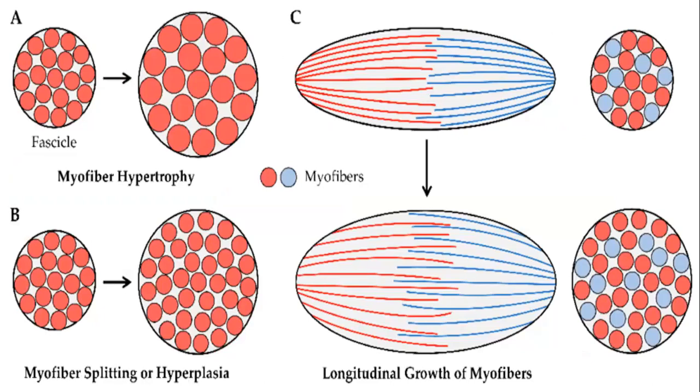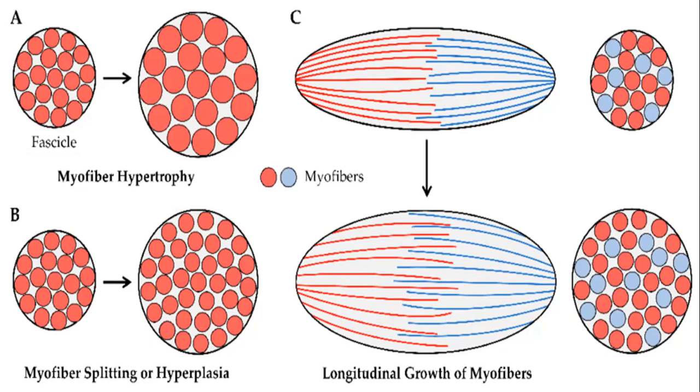Now just revise what is muscle hypertrophy and muscle hyperplasia. You can see here what is happening. The sarcomere is the fascicle. You can see the fascicle. What is happening? The sarcomere length is increasing. Here, what is happening? More and more myofibrils are added in case of hyperplasia.